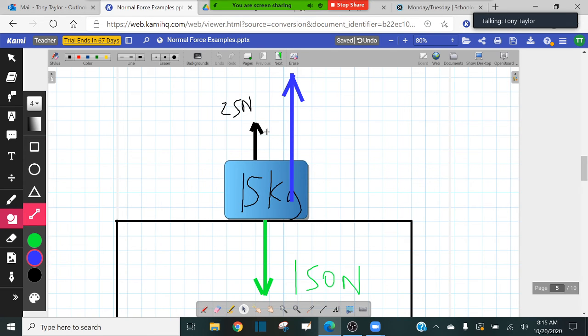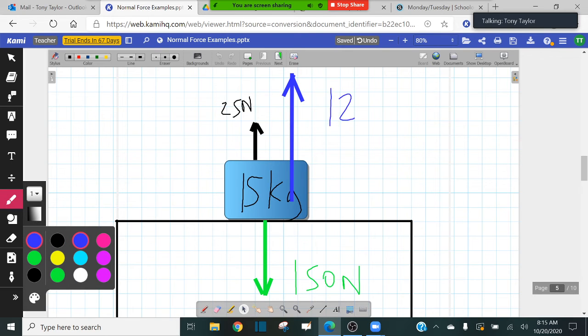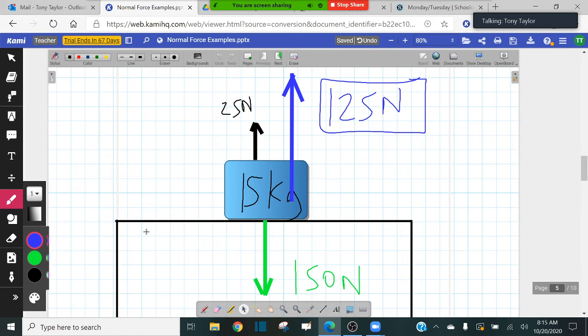And you're exactly right, Elijah. It is 125 newtons. And how did you know that? Because if this arrow here is 150, then this arrow plus this arrow added together must equal 150. So this right here must be 100. So it must be 125 newtons, because these two up arrows have to balance the one down arrow.